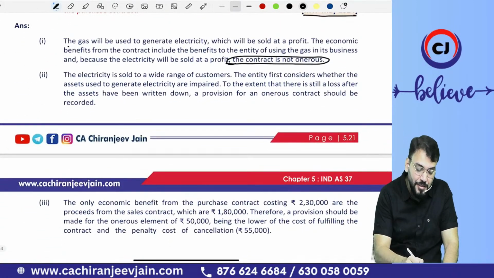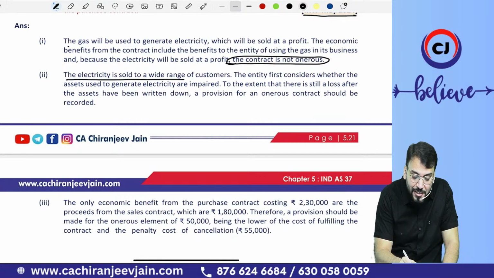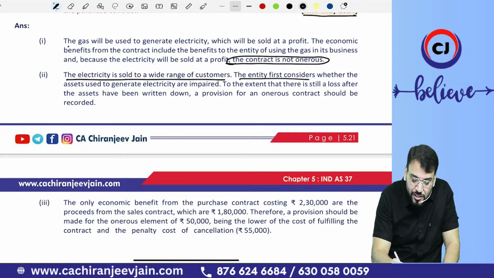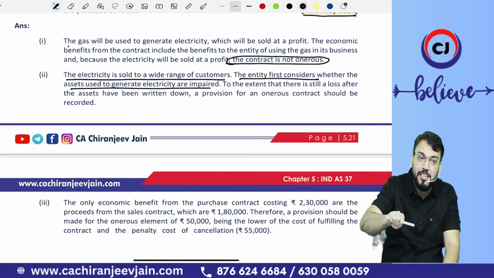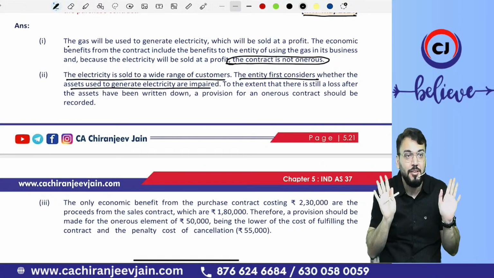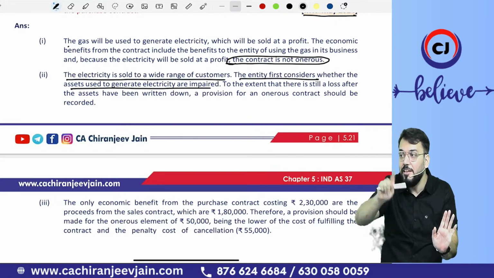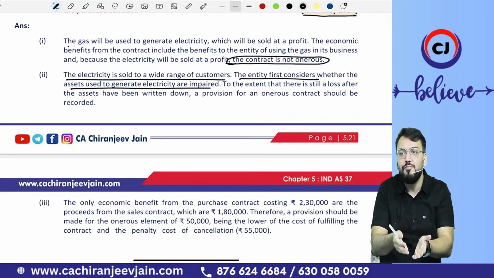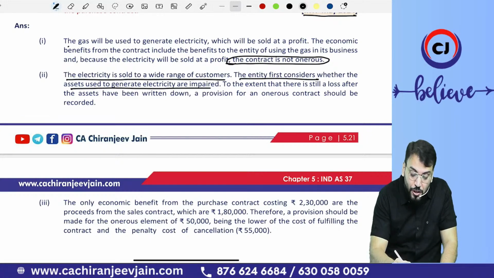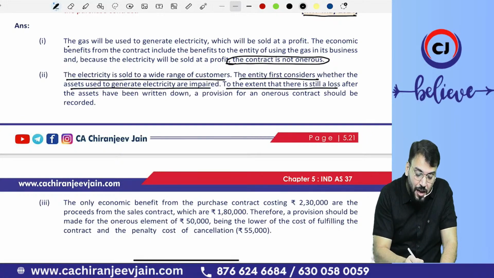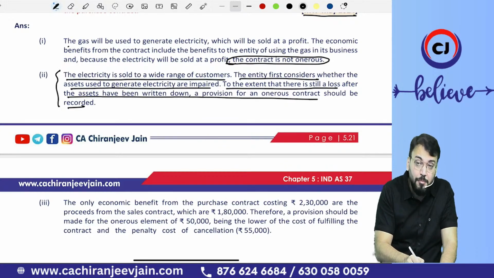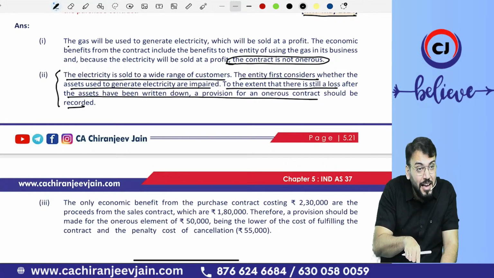Let's see what answer has been given. The electricity is sold to a wide range of customers. This sentence is not relevant. The entity first considers whether the assets used to generate electricity are impaired. So first perform impairment testing as per Ind AS 36, coming soon in your life. How to calculate impairment loss will be discussed under Ind AS 36. That is not asked also. They have not given any information about calculation of impairment loss. To the extent there is still a loss after the assets have been written down, a provision for onerous contract should be recorded. This question has been asked for the first time by ICAI.